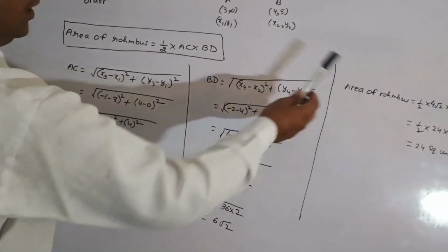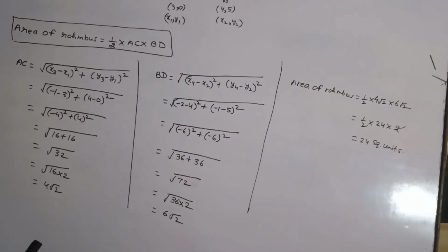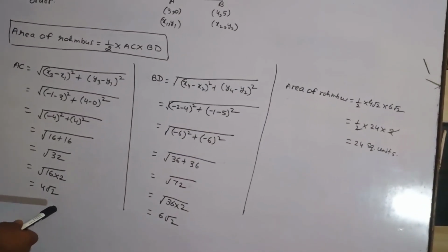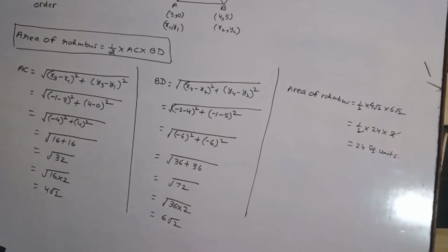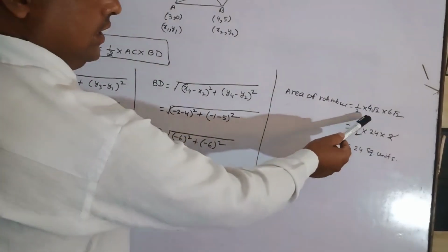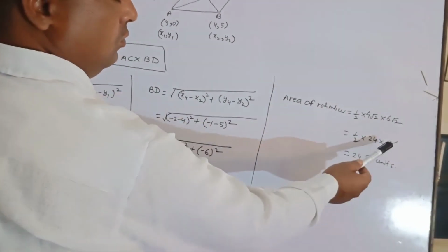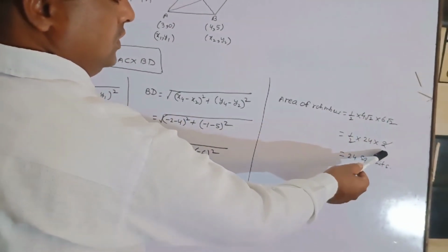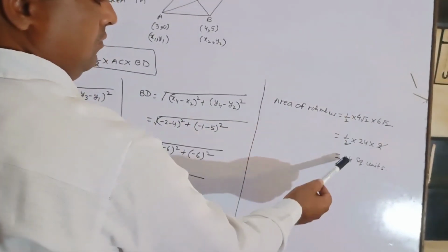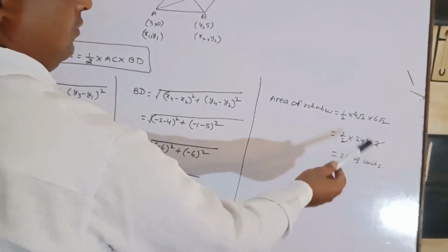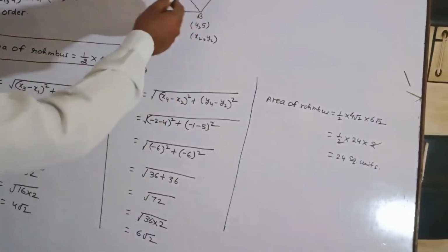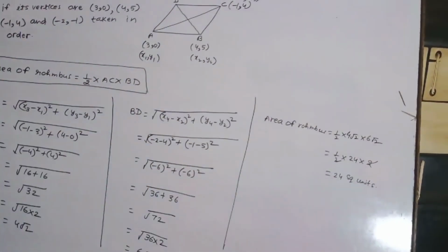Now we will find the area of the rhombus. Your first diagonal is 4 root 2 and the second diagonal is 6 root 2. So we write 1 by 2, 4 root 2 into 6 root 2. Root 2 into root 2 is 2, and 6 fours are 24. Now the 2 cancels out. This will be 24 square units. So the area of this rhombus will be 24 square units.